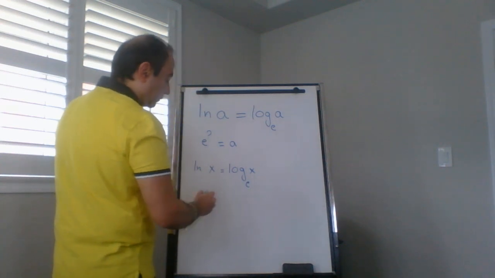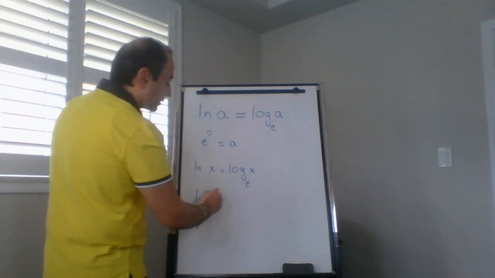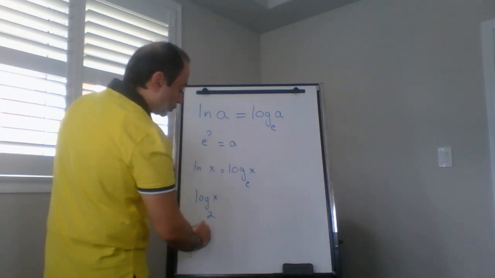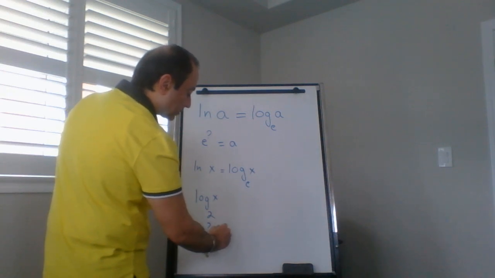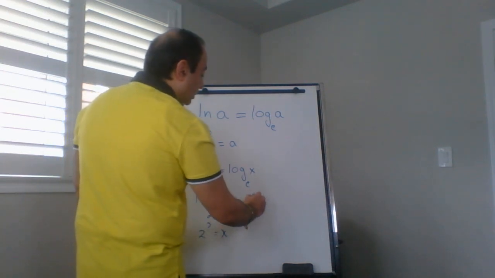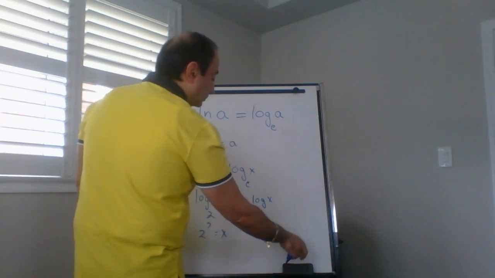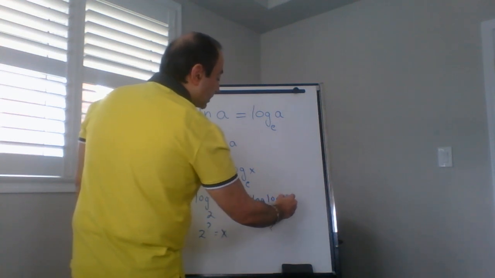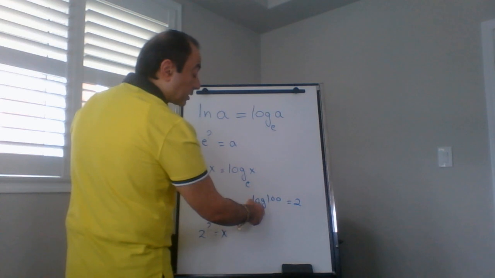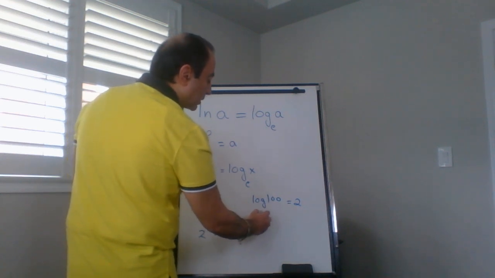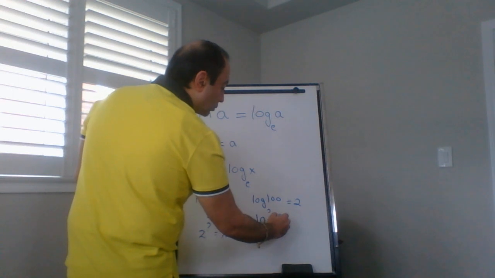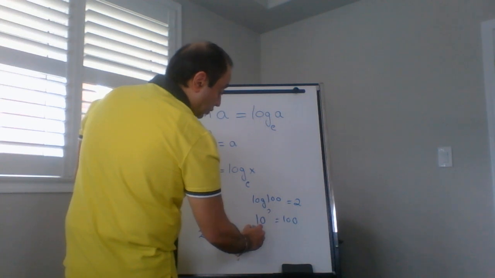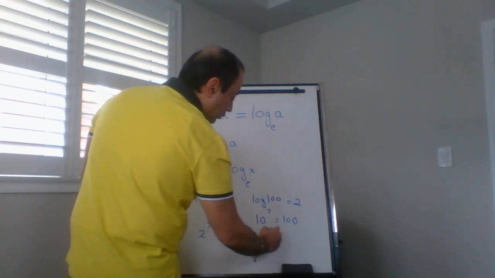is E. For example, if I wrote log x base 2, that means we need to find 2 to the power of what equals x. If we write log 100, for example, this equals 2, because when I don't write a base, that's a common base, which is 10. That means 10 to the power of what equals 100, and this is 2. 10 to the power of 2 equals 100.